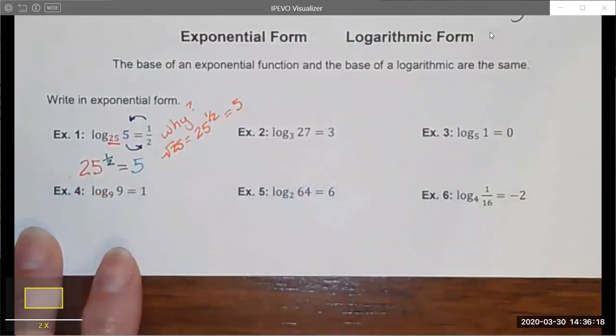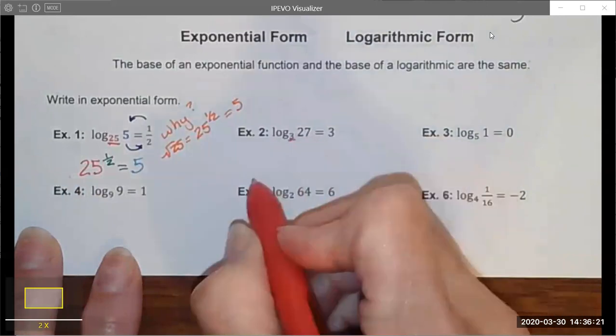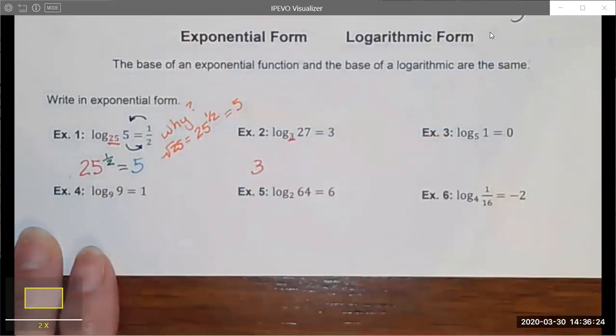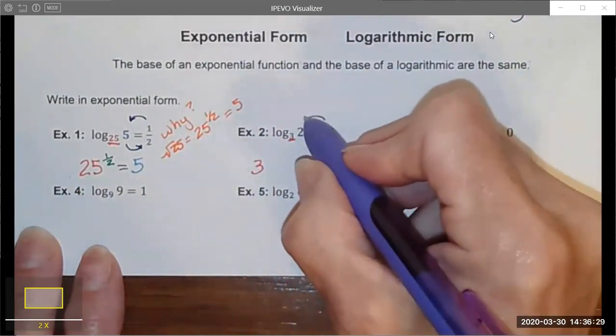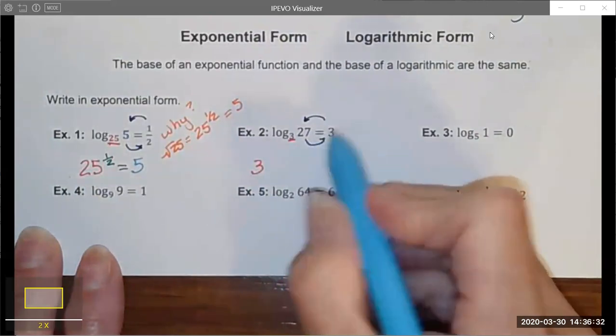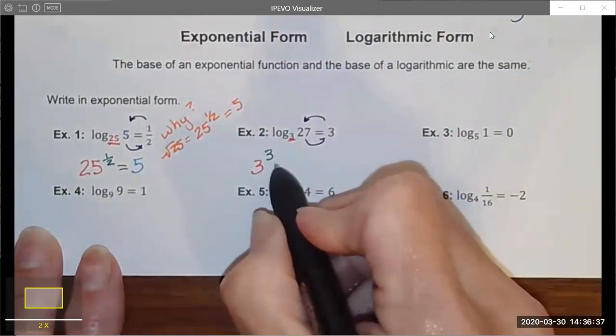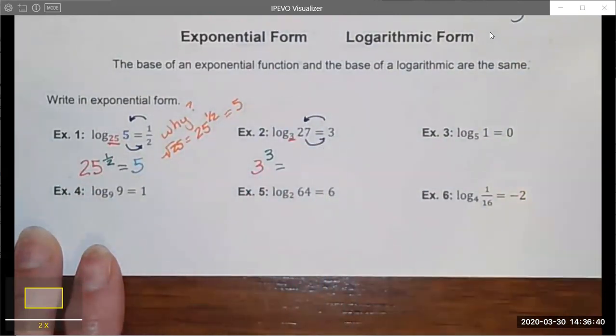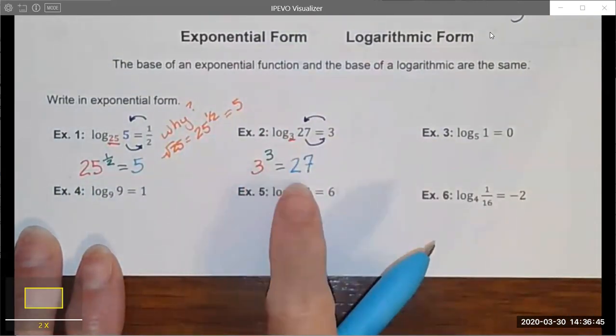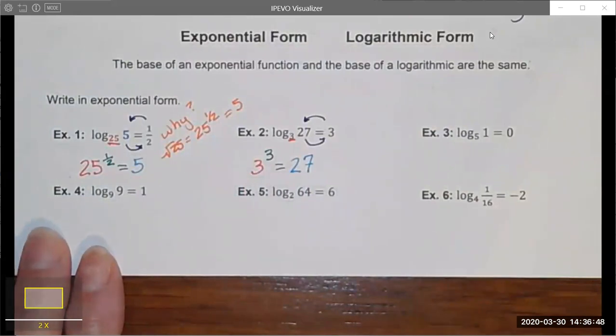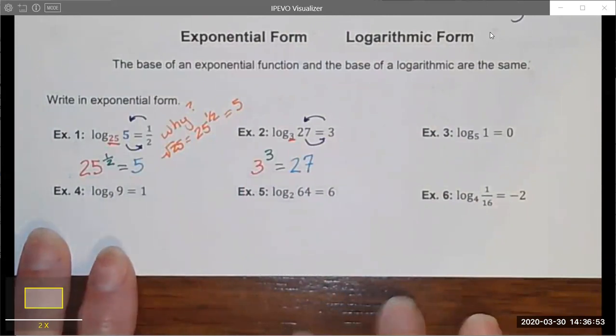Let's try again. The first thing I need to do is identify what my base is, because that's going to be the base of my exponential function. Then I'm going to roll my log, and my equivalent becomes my exponent, and the log becomes what I'm equal to. And this should make sense. 3 to the 3rd power is indeed 27. At some point, if you would like to pause the video and try it yourself, it's a great idea. Then you can come back to see if you did it correctly.